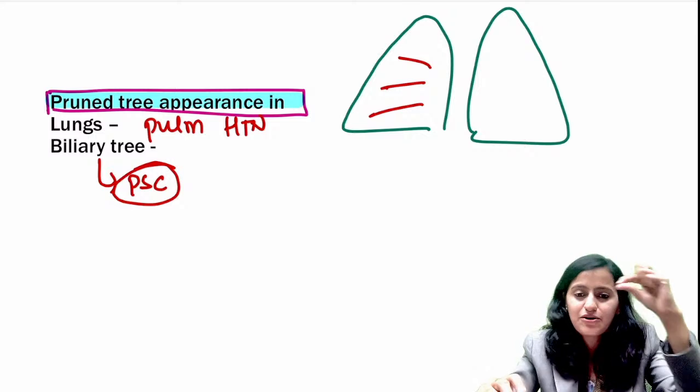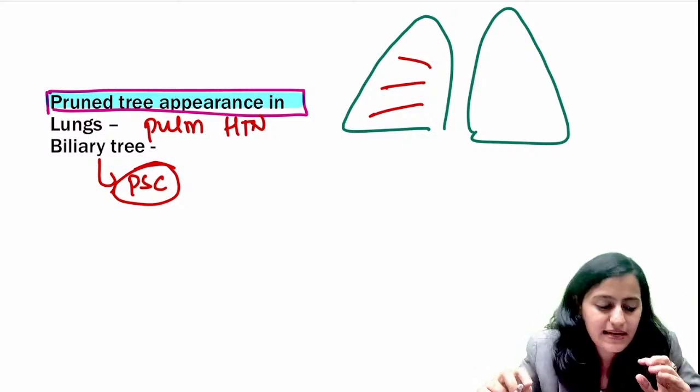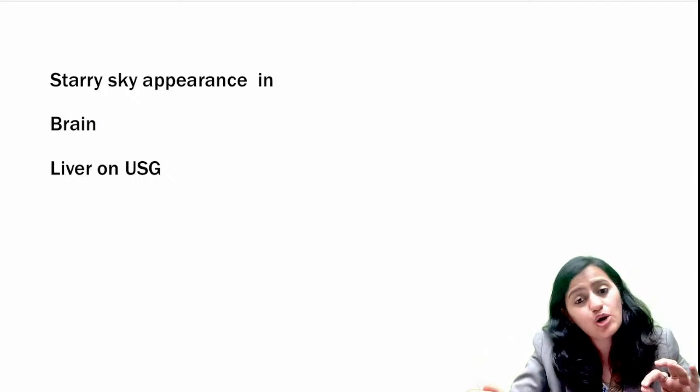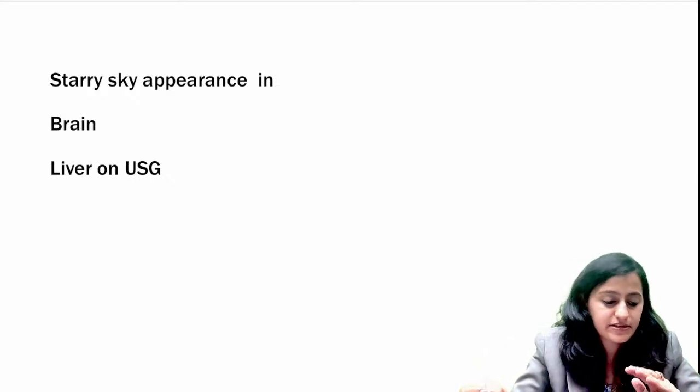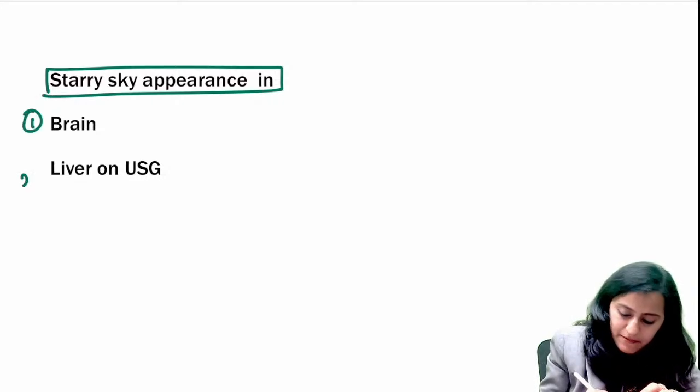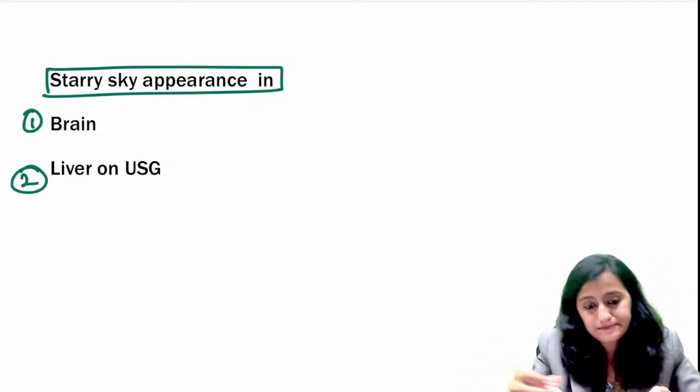Again sclerosing, it's like obliterating the ducts there. So it is primary sclerosing cholangitis. Always remember the association with ulcerative colitis. Coming to the next similar sign, starry sky appearance in the brain and starry sky appearance in the liver.